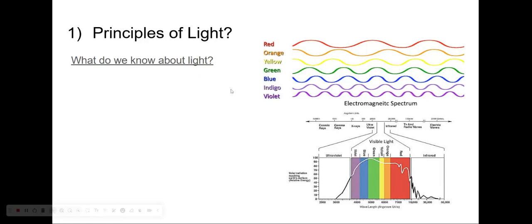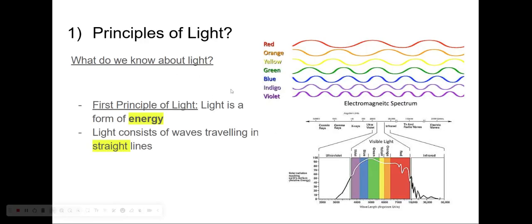What do we know about light? Well, we know the first basic principle of light is that it is energy. Light is a form of energy. And we also know that light consists of waves that travel in straight lines. And those straight lines do bounce when they reflect. They do bend when they refract, but they are working in straight lines.